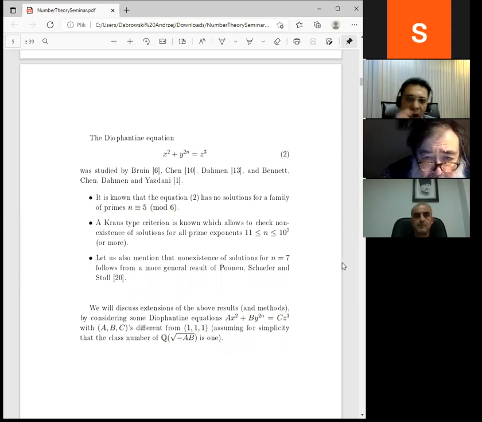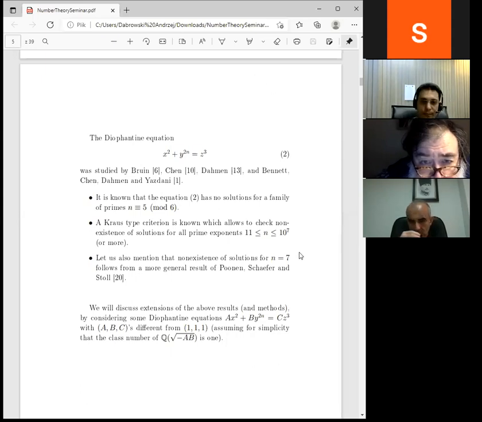And let us mention that the case n equal to 7 was deduced only from a more general result of Poonen, Schaefer, and Stoll. So there was a combination of Chabauty-type methods and modular techniques.